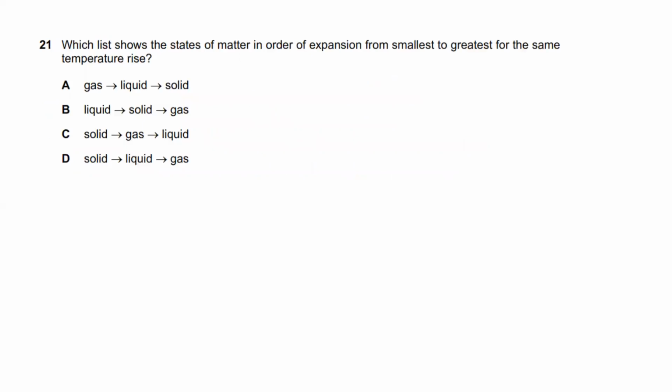Next question, question number 21. It says, which list shows the states of matter in order of expansion from smallest to greatest for the same temperature rise? Remember, gas expands the most, then liquid, and solids expand the least. So from smallest to greatest, it will be solid, then liquid, then gas. So look for this option. Gas, liquid, solid, no. Liquid, solid, gas, no. Solid, gas, liquid, no. Solid, liquid, gas, yes. Answer D is the best choice we have.